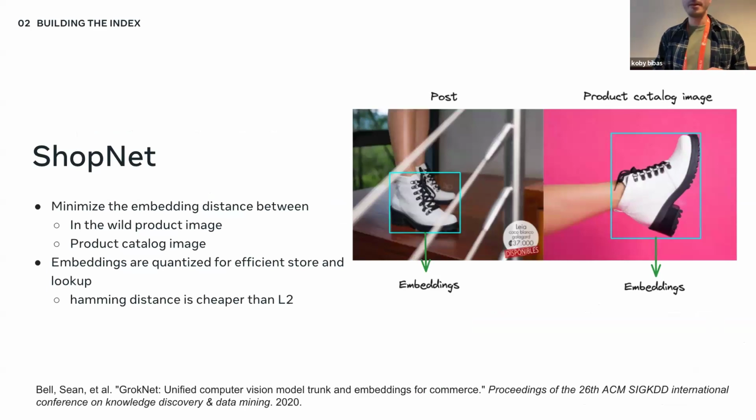So a few words about the embeddings. We use ShopNet. ShopNet was developed by a startup that Meta acquired. Basically, we minimize the embedding distance between the in-the-wild product image and the product catalog image, which are quite different. And the embeddings are quantized at the training stage to get better results.